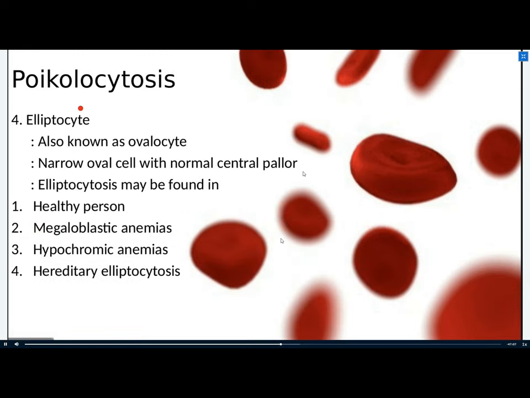Then another one would be your elliptocyte. Your elliptocyte, class, is also known as your ovalocyte. Now, this is a narrow oval cell with a normal central pallor. Elliptocytosis can be found in healthy individuals. They are usually found in healthy people, but only in less than 10% of cells. They can also be seen in megaloblastic anemia, hypochromic anemias and hereditary elliptocytosis.